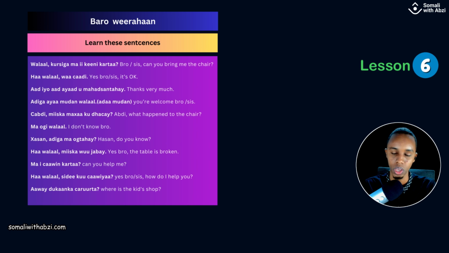Start with the sentence maybe. Miiska maxaa ku dhacay Abdi. Fine. Ma ogi walaal. So ma is a question word, and we also use it when we make a negative sentence. Ogi: og in Somali language means to know something. Yeah. Ma ogi walaal. I don't know. So if you're going to say I don't eat, ma cuni. Just add vowel i at the end. Start with the question word or negative word, ma. So ma cuni walaal. I don't eat.